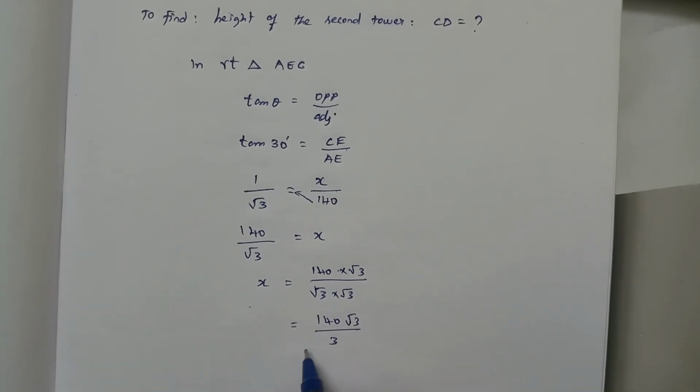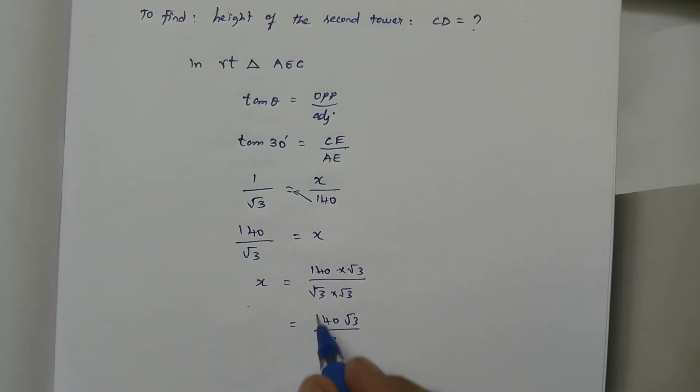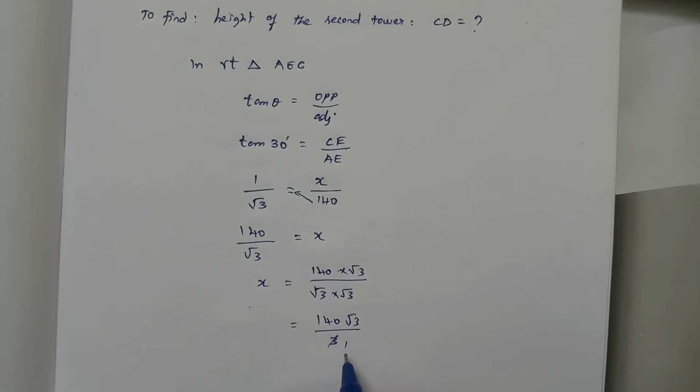Can we simplify any further? You can simplify, no problem, because we still want to add. Simplifying, we get 46.66 root 3, so x is equal to 46.66 root 3.